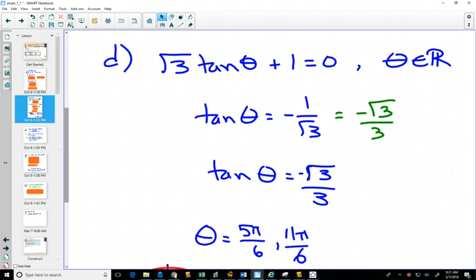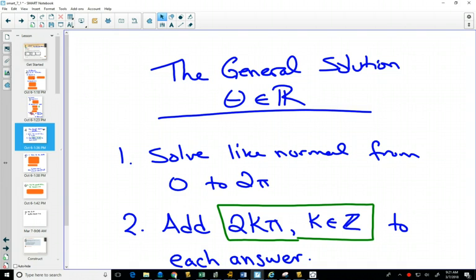So we're going to do these same kind of questions that we've done before, but we're going to look at the general solution when there's no restriction on the domain. So you have space at the top of page 574 for this. So what does it look like for us to find the general solution?